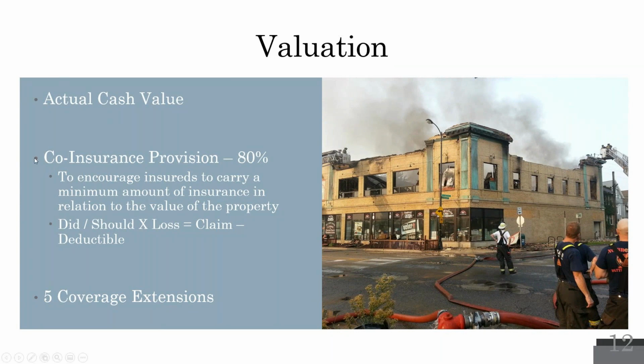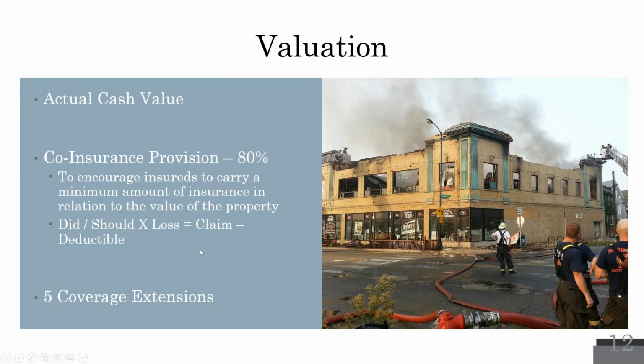Number one, you got to know the definition of coinsurance. Right? It's to encourage insurers to carry a minimum amount of insurance related to the value of the property. You got to know the coinsurance equation. The amount of insurance you did have divided by the amount of insurance you should have had based on the insurance company's requirement. You take this fraction, you multiply it by the loss. That's how much your company will pay on your claim, minus any possible or applicable deductible.